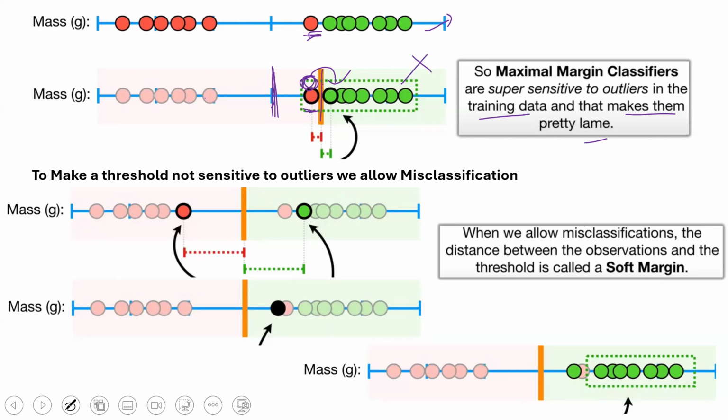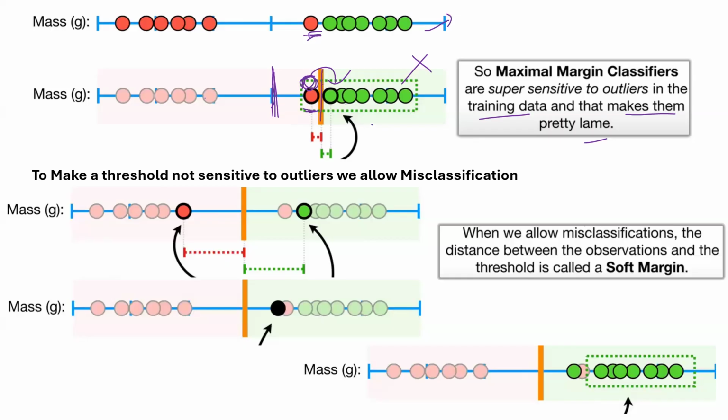So now what is the solution for this? The solution for this is you should allow some misclassifications. Okay, so you should allow some misclassification. So when you allow misclassification, the distance between the observations and the threshold is called as soft margin. Okay, so here what you have done, this is an outlier, so this is impacting your accuracy.